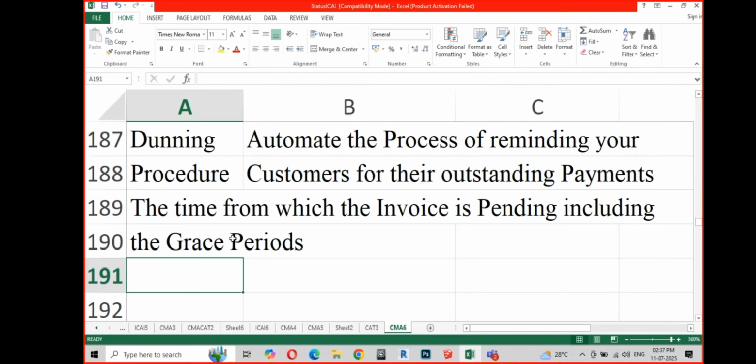Correct. So in some cases, I may not even ask the system to dun for some elite customers. If they are doing a lot of business with me, and I have a lot of revenue from particular customers, I would not allow the system to dun. So I would block such elite customers from the process of dunning itself. I may not even bother.